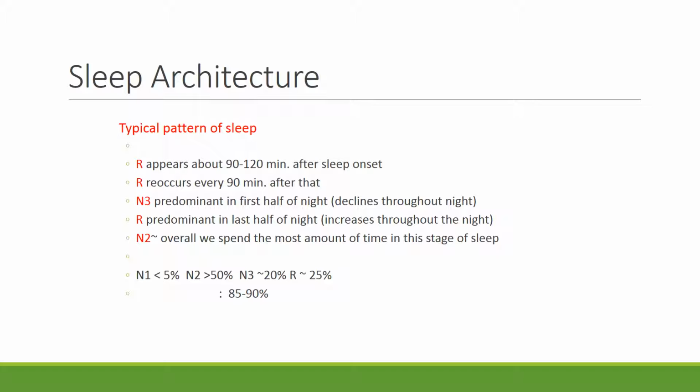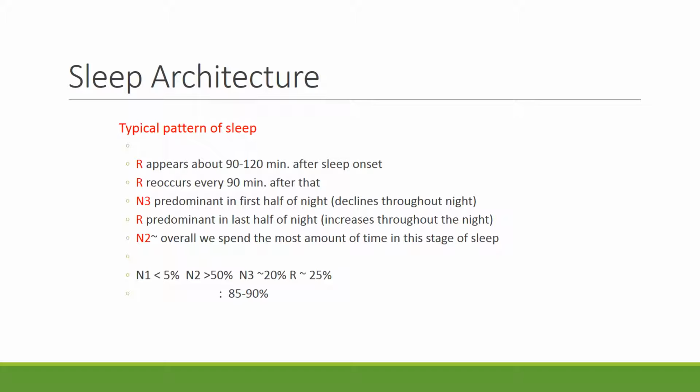If REM occurs sooner than this, let's say at 20 minutes after sleep onset, this would be considered an abnormality. We'd want to do some further investigating. This would make us suspect that this patient either has deprivation of REM sleep, or they may have something called narcolepsy, which is a sleep disorder, and we'll cover that more as we go along in this course.